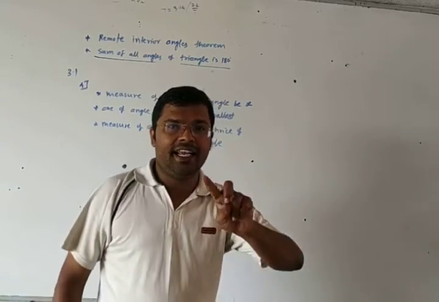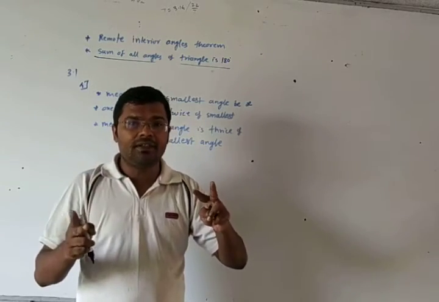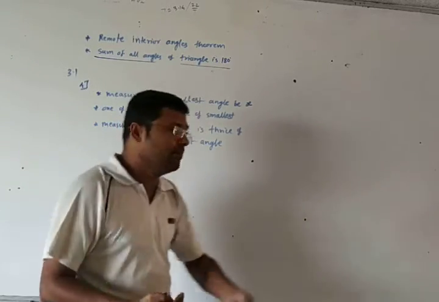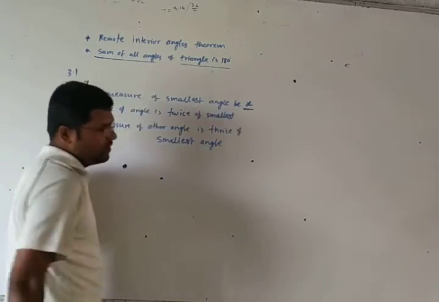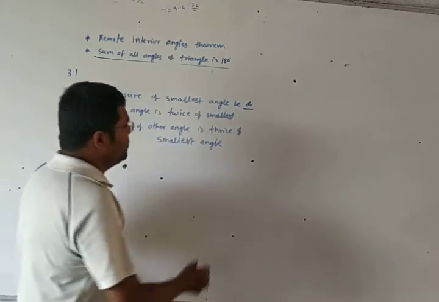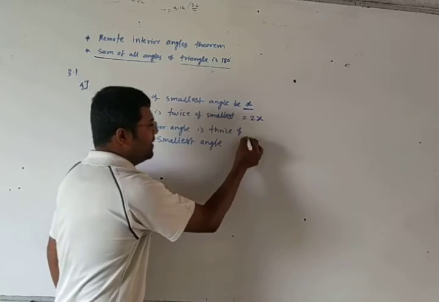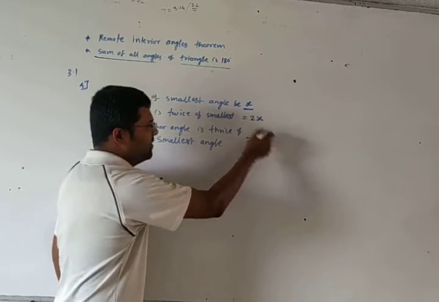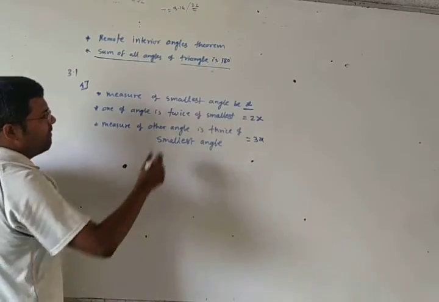बघा, एक दिलाय तो डबल दिलाय, एक दिलाय तो ट्रिपल दिलाय. मग कोणाच्या डबल आणि ट्रिपल? स्मॉलेस्ट अँगलच्या. So assume measure of smallest angle be x. Smallest angle x है. So twice of the smallest angle is 2x, and thrice of the smallest angle is 3x. These are the measures of angles of the triangle. So now find out that.